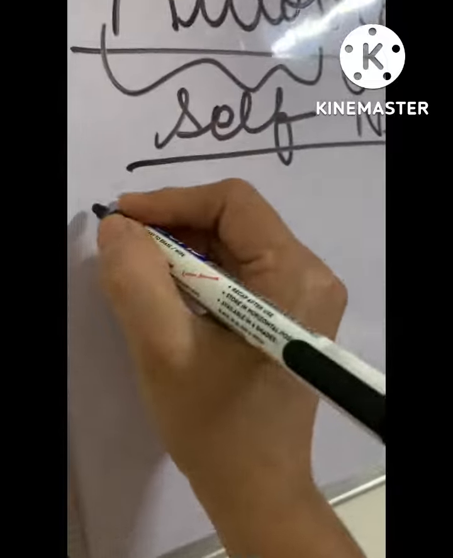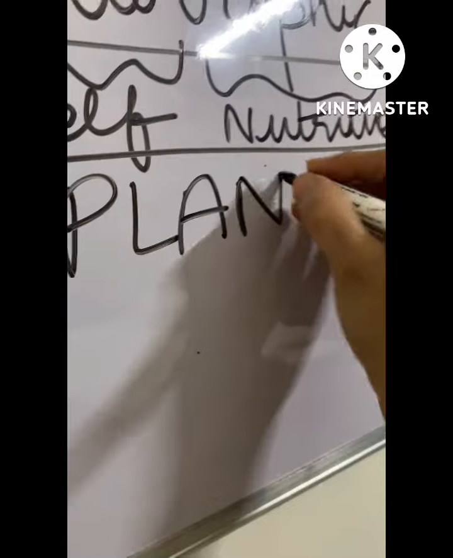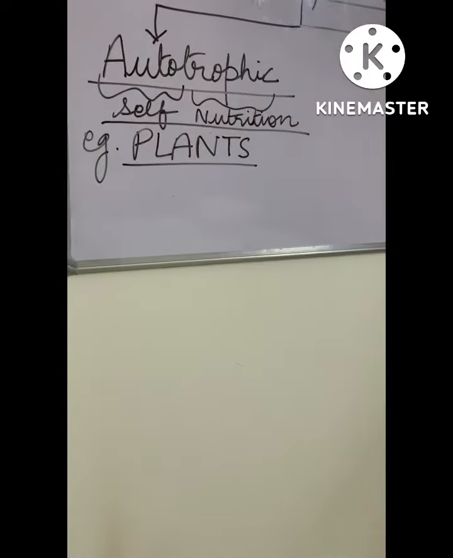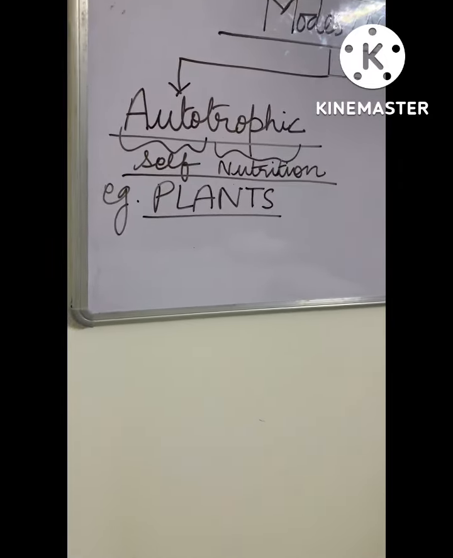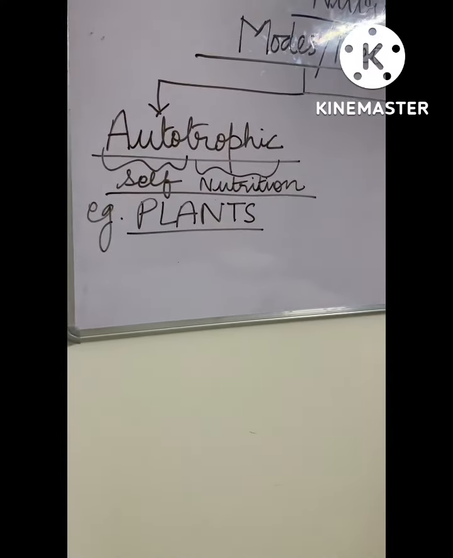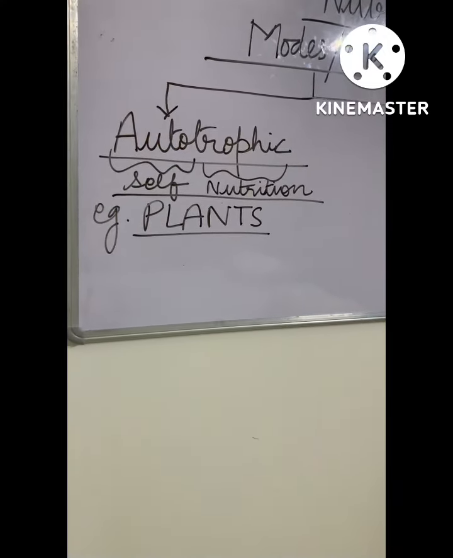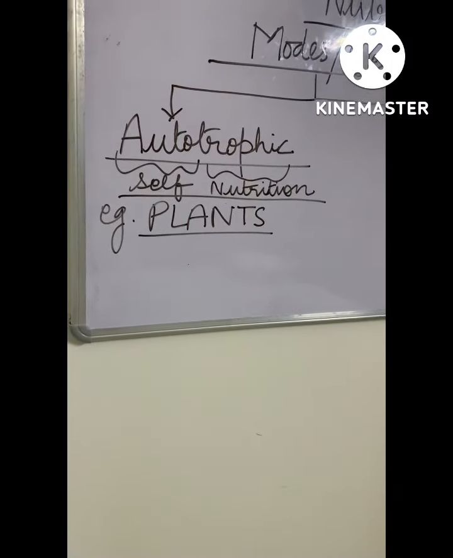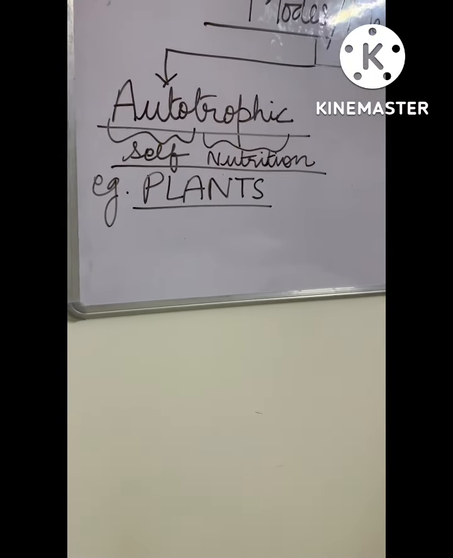It is only the plants that can prepare their own food inside their own bodies. So, what is autotrophic nutrition? Autotrophic nutrition is the one where the organism prepares its own food inside its own body using the substances which are present in the environment. So, example is all the plants.